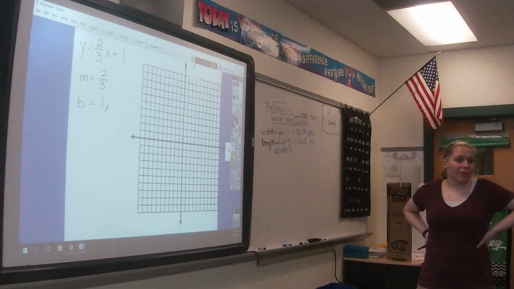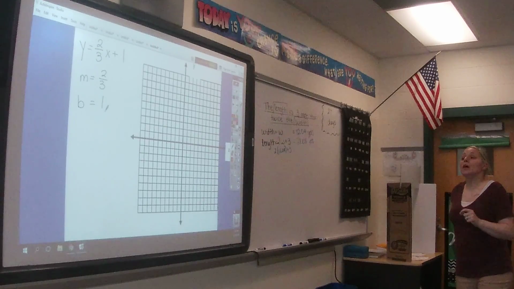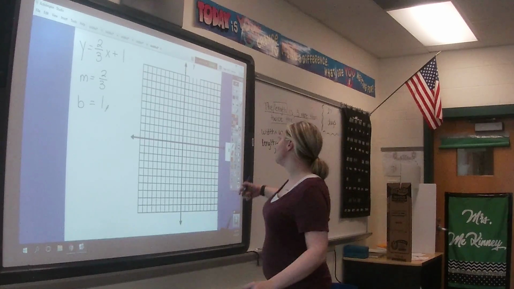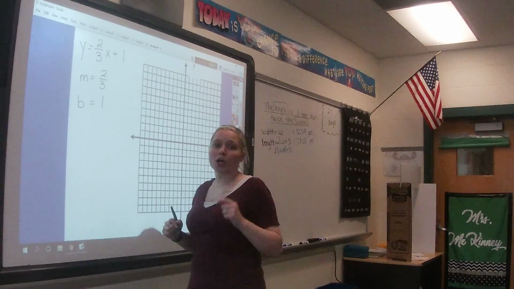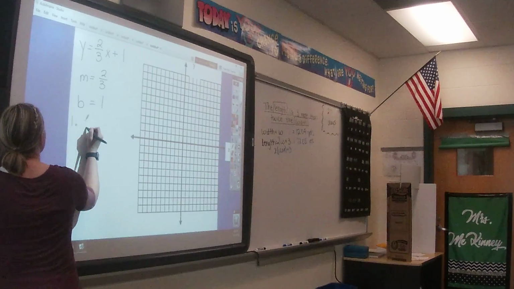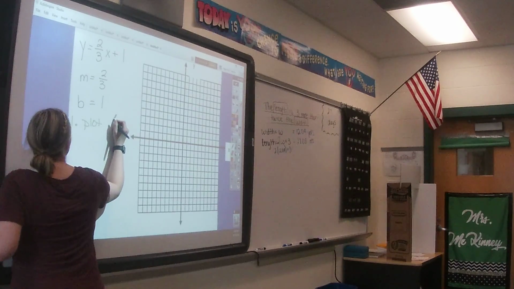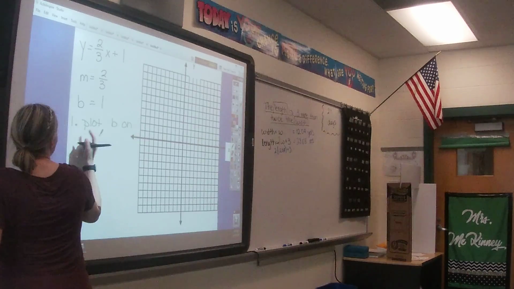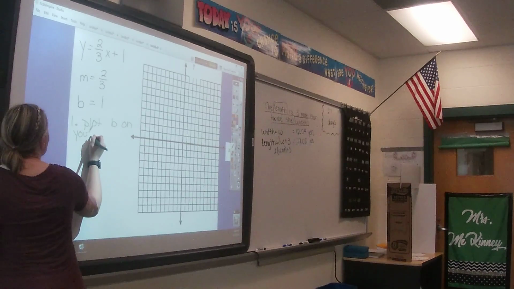Once we identify those two things, the first thing that we want to put on our coordinate plane is going to be our b. My students will often forget alphabetical order. Your b goes first. Your y-intercept goes first. So you're going to plot b on your y-axis.